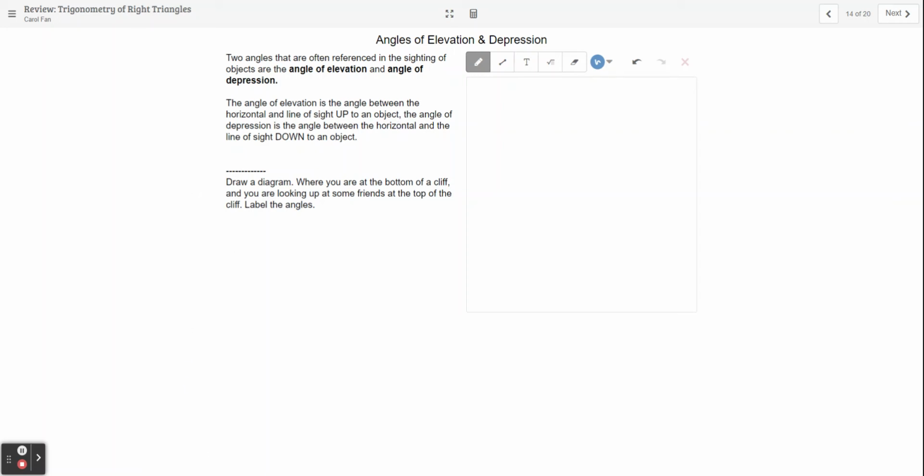Let's do some problem solving now. Before we get started with that, we need to know what angle of elevation and angle of depression is. Two angles that are often referenced in the sighting of objects are the angle of elevation and angle of depression.